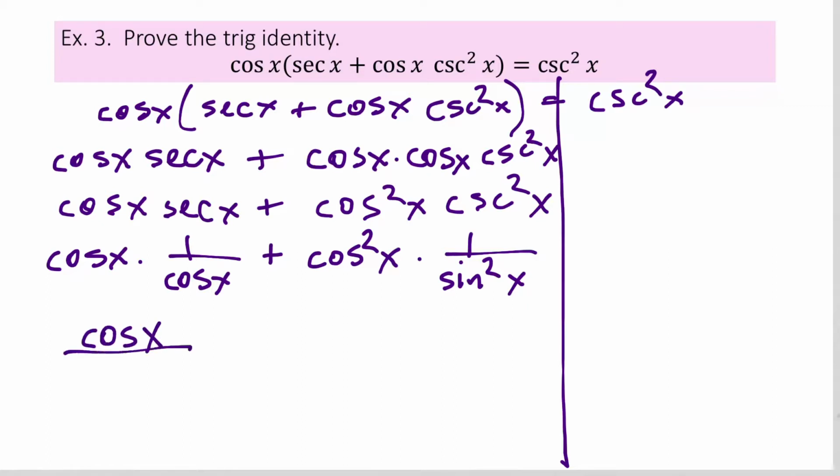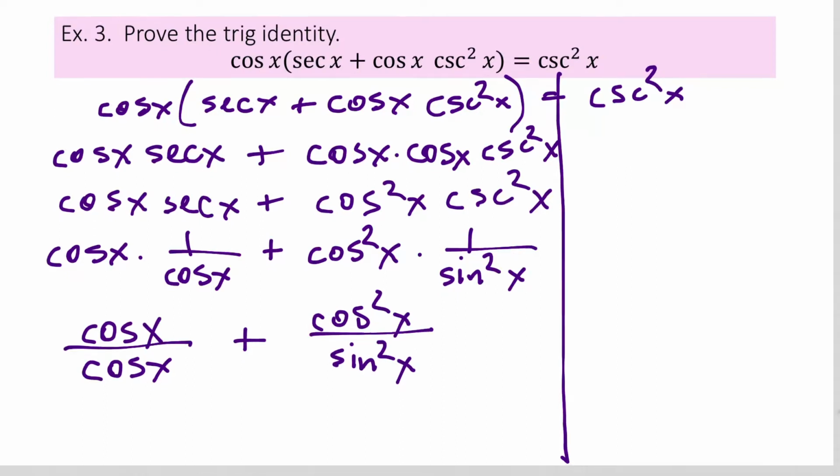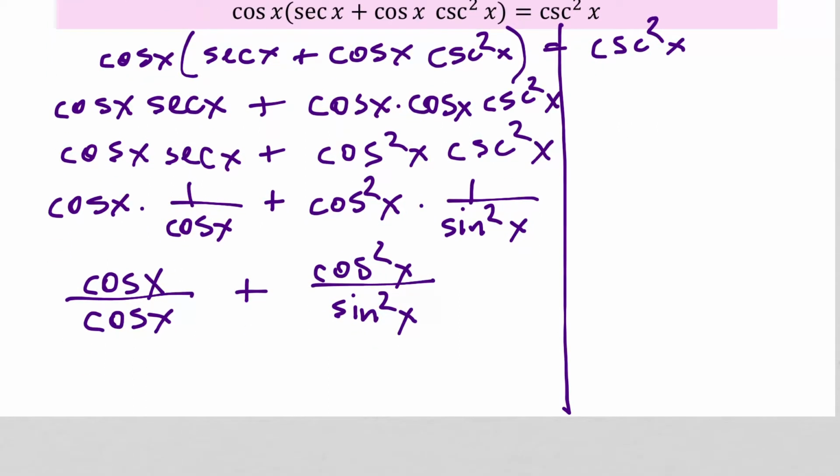All right, so now I can go ahead and multiply these two together. I'll have the cosine of x over the cosine of x. And then I can multiply these two together, and I'll have the cosine squared of x divided by the sine squared of x. So now I can also see that that cosine divided by the cosine is a 1, and that the cosine squared of x over the sine squared of x is the cotangent squared of x. And I always want to keep in mind what my goal is. I'm trying to get this to equal the cosecant squared of x. Now I've got 1 plus the cotangent squared of x. Now this looks like a Pythagorean identity.